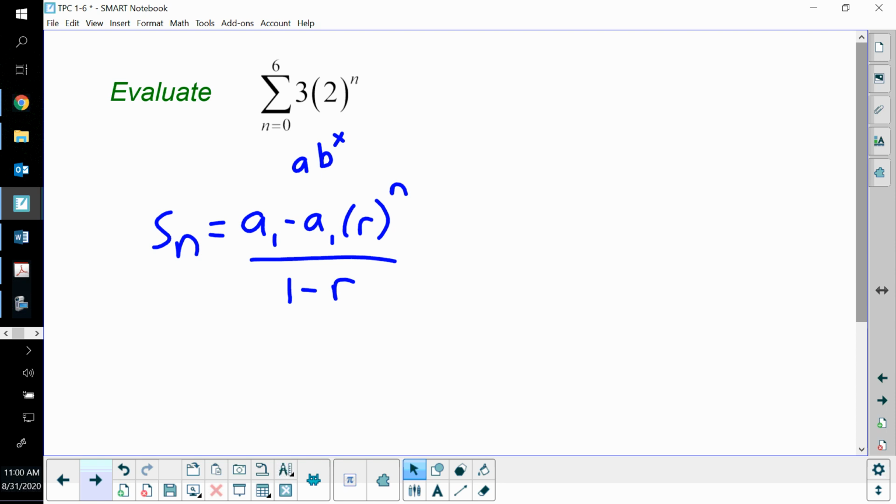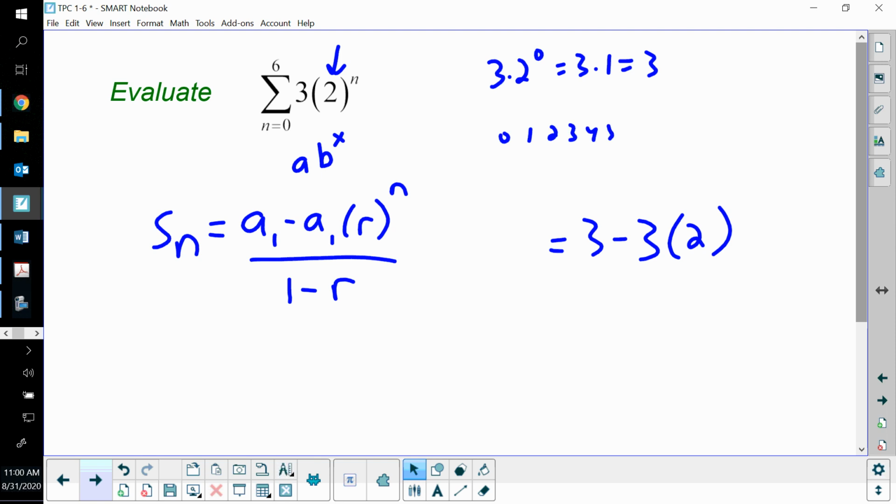Well, if you sub in 0, 3 times 2 to the 0, that gives you 3 times 1, which is 3. So our A1 is just 3. The R is what you're multiplying by over and over again, and that's just what the B value is, so 2. Now our N, if we start at 0, 0, 1, 2, 3, 4, 5, 6. So that's 1, 2, 3, 4, 5, 6, 7 things. So N is 7, and we'll have 1 minus our R on the bottom. And this is S7 that we would be finding.